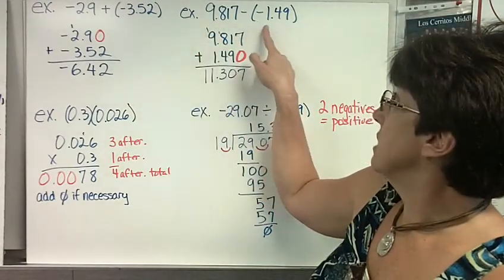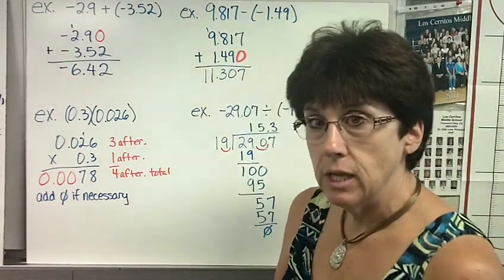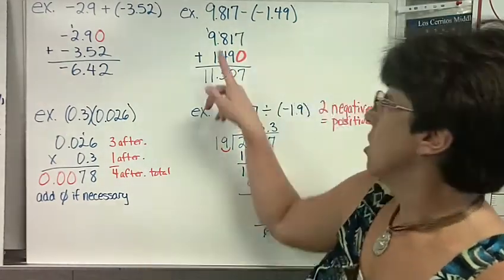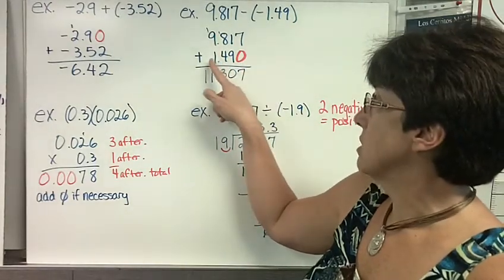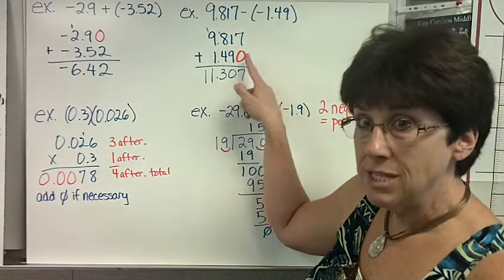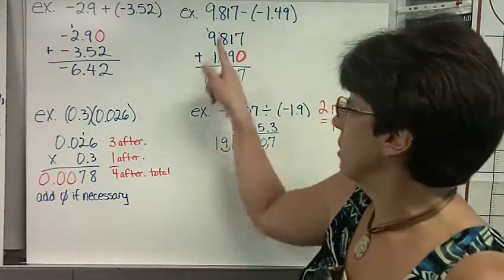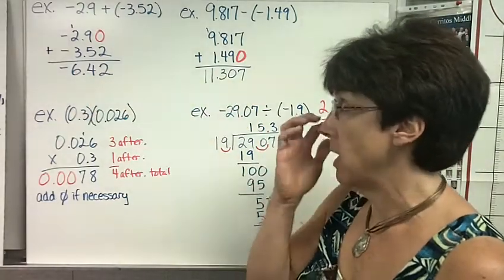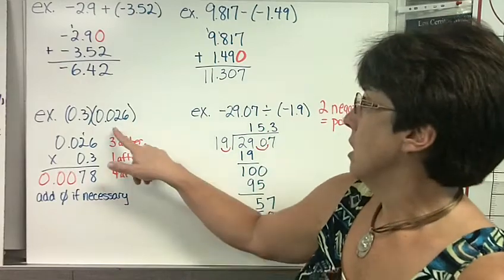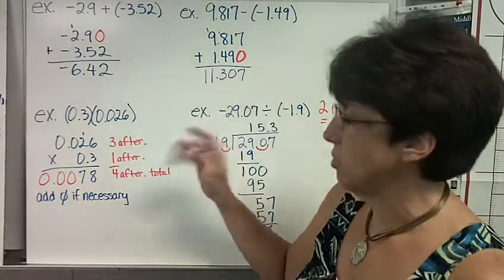Okay? Here's another one. 9.817 minus negative 1.49. What does minus a negative mean? Addition. So I rewrite the problem vertically. 9.817 plus 1.49, add my 0 so that my columns are lined up, and just add, going straight down, carry the decimal point straight down. Here I carried the decimal point straight down. Here are my answers. Okay? So it's the same thing with subtracting. I didn't think you needed another example.